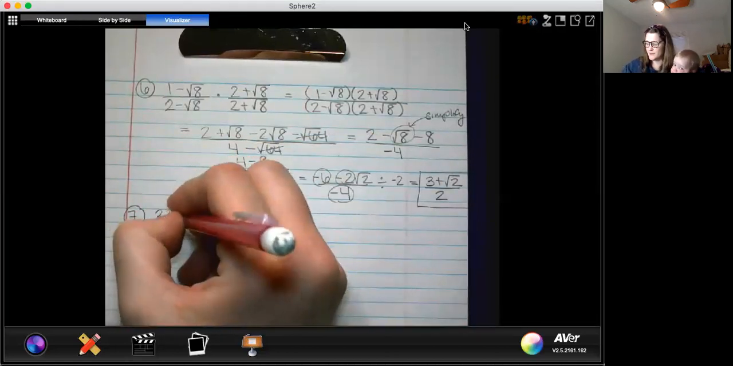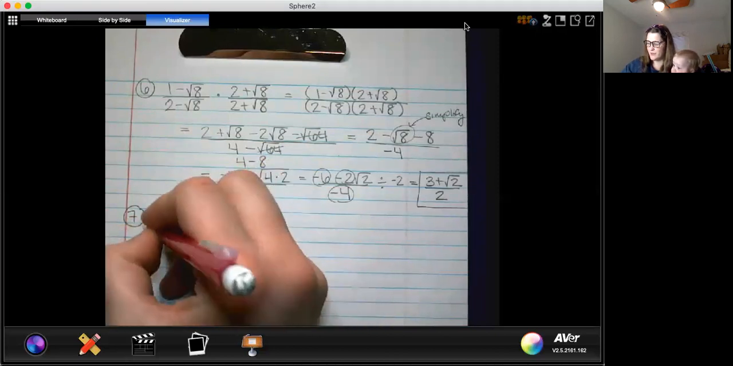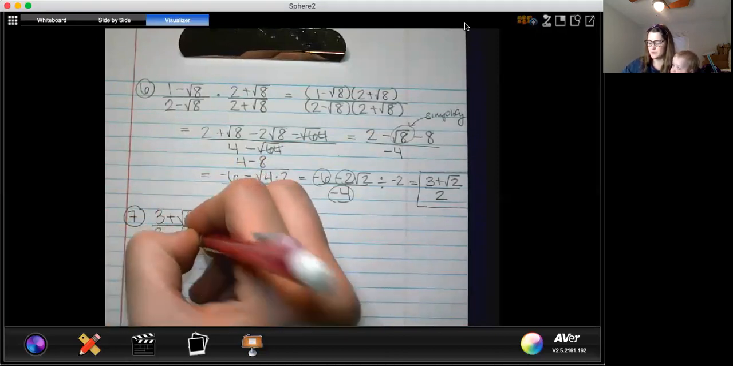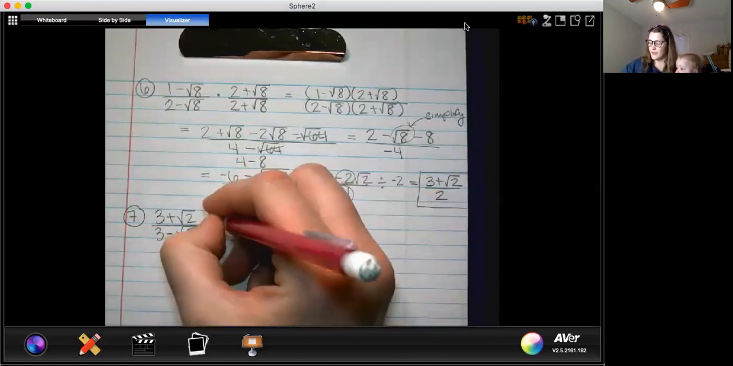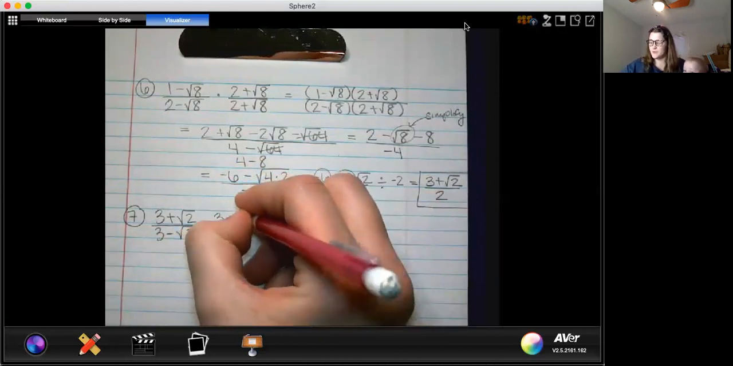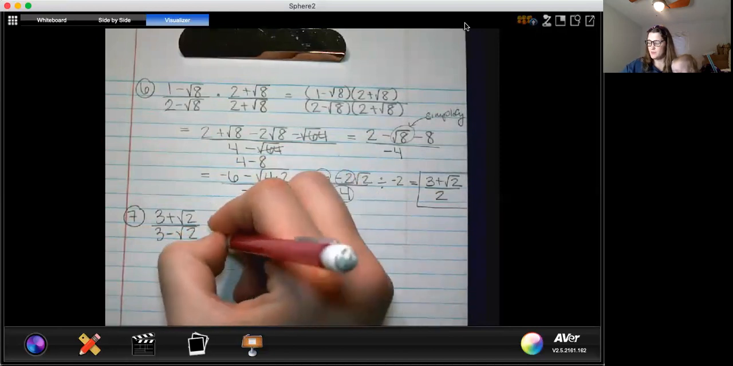Three plus the square root of 2 divided by 3 minus the square root of 2. Okay. So we're going to multiply by 3 plus the square root of 2 on top and bottom.